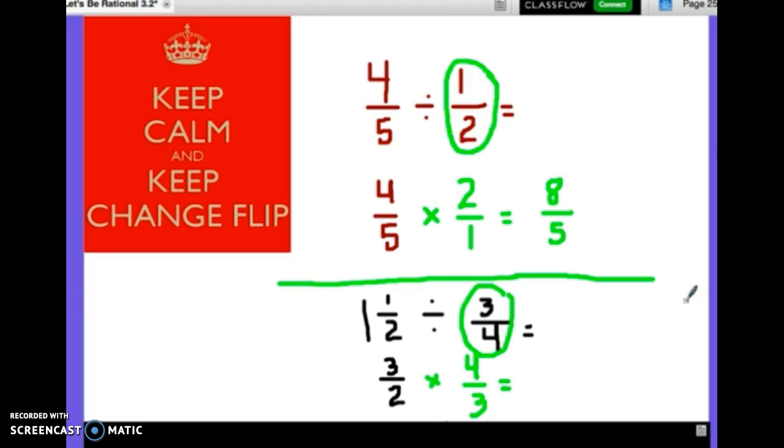If you recall, we reviewed cross-canceling, which is a nice, easy way to simplify before you multiply. We could just multiply across and get 12 over 6, which is the same as 2.